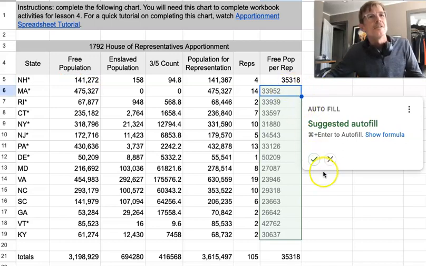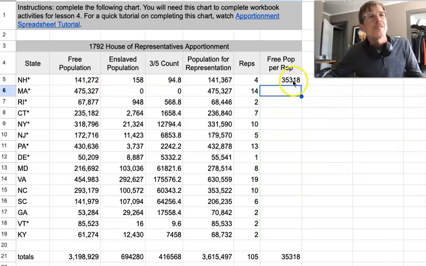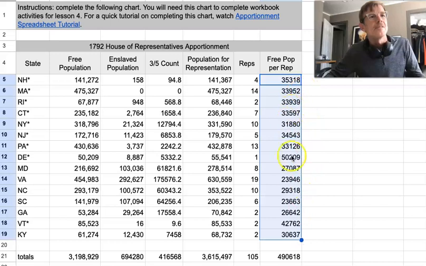And then again, you can drag down. I'm going to not do what it suggests, but you can. So click on that, drag it down, and that gives you the number of people that each representative represented. So for example, in Delaware, this representative represented 50,000 people, whereas in Rhode Island, each representative represented only about 34,000 people. Anyway, so that's how you make the spreadsheet work.